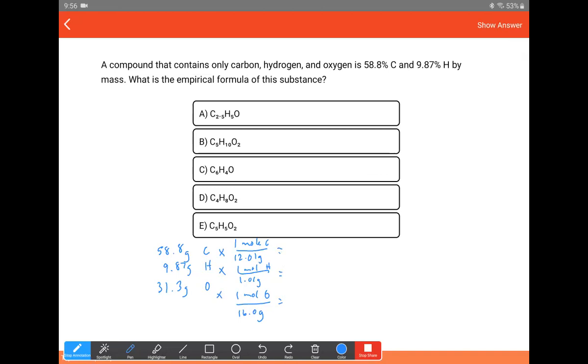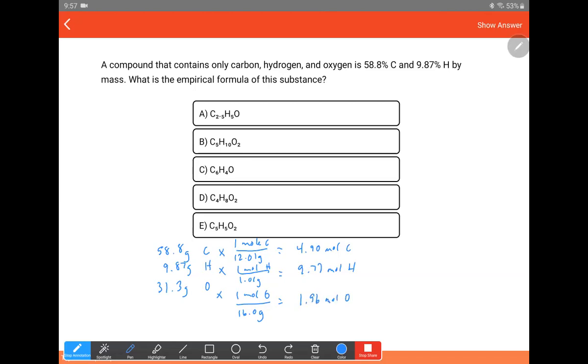We got to divide by its particular molar mass. So 58.8 divided by 12.01, I get 4.90 moles of carbon. I get 9.77 moles of hydrogen and 1.96 moles of oxygen. Okay, so now we're in a molar ratio.